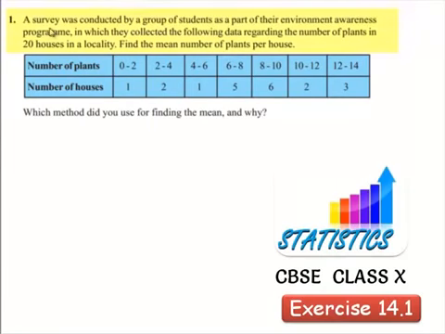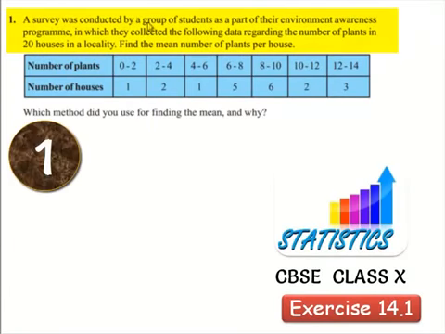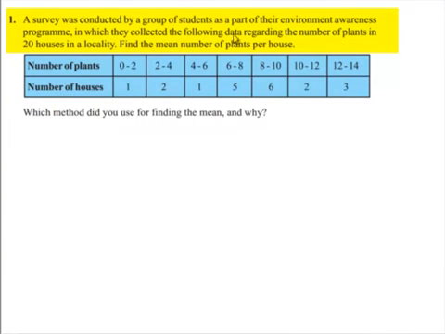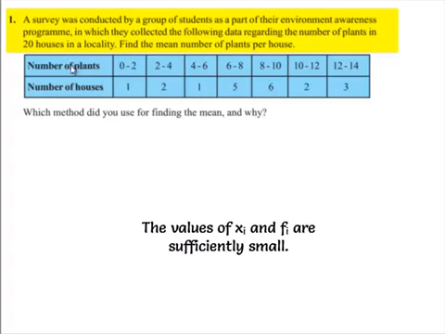The given problem: a survey was conducted by a group of students as a part of their environment awareness program, in which they collected the following data regarding the number of plants in 20 houses in a locality. Find the mean number of plants per house. Here they have given the tabular form as such: number of plants in the grouped data form and number of houses as the frequency.